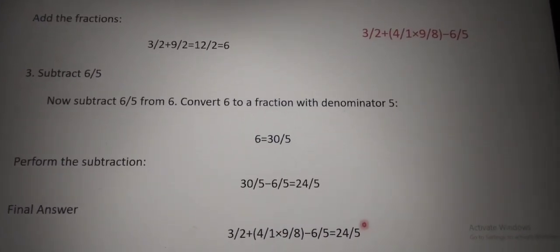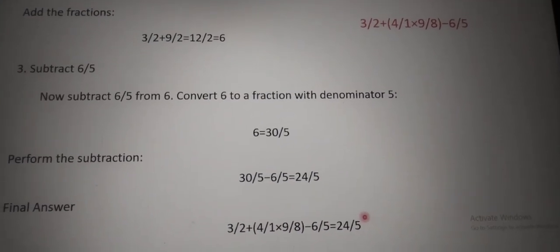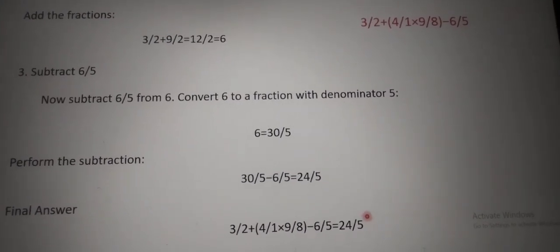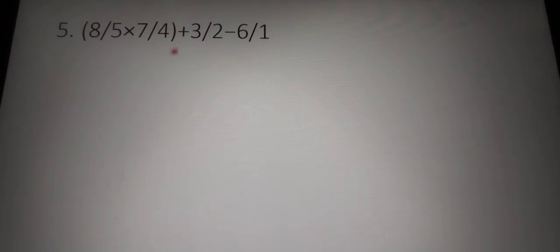I hope this was another helpful method, but if you still want to understand more, then let's solve our fifth and last question. The last question is 8 over 5 multiplied by 7 over 4 in the bracket, and it will be added to 3 over 2 minus 6 over 1.